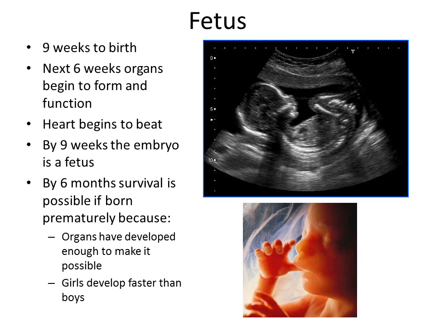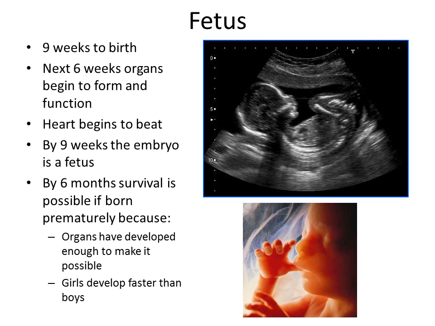The next 6 weeks, organs begin to function and form. The heart begins to beat. By 9 weeks, the embryo is what we call a fetus. By 6 months, survival is possible if born prematurely, because the organs have developed enough to make it possible.